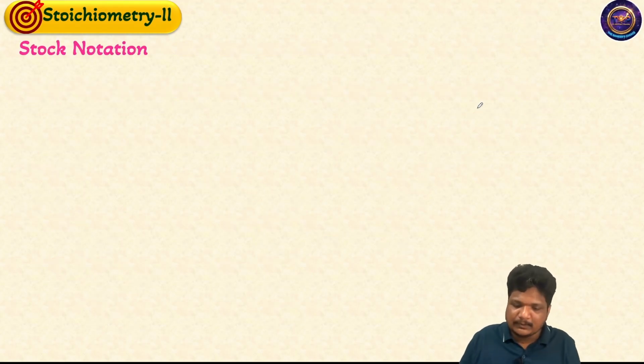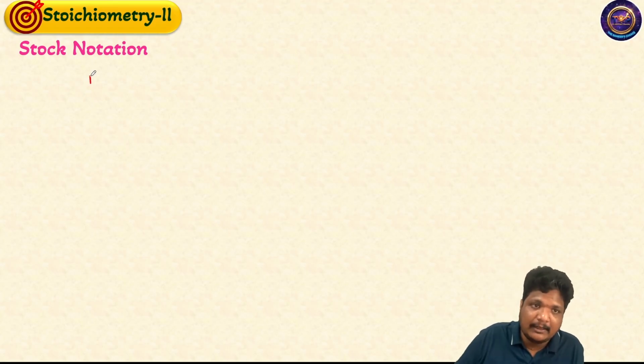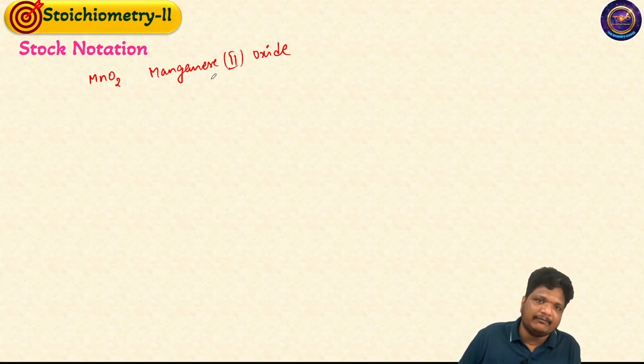What is meant by stock notation? Elements are represented with their oxidation number in Roman numerals. Here if you observe MnO2, it is manganese 2 oxide. So this is the stock notation. After the name of that element we can represent the oxidation number in Roman numbers.